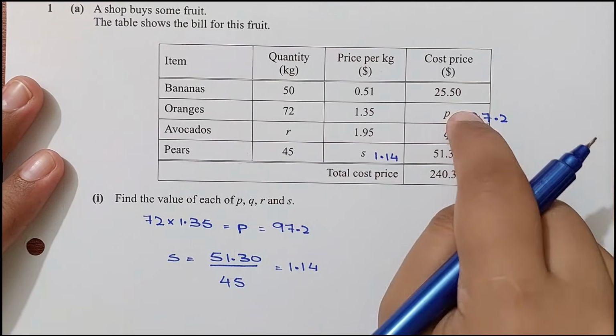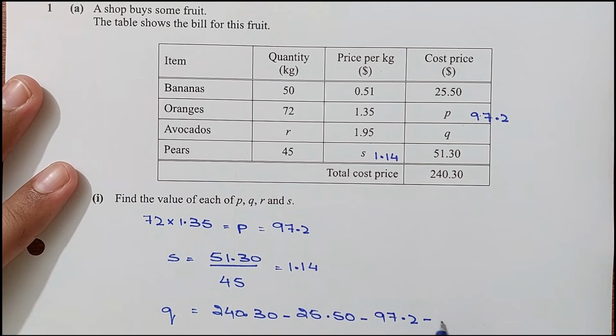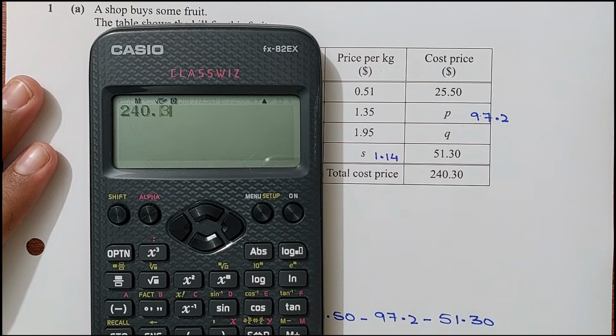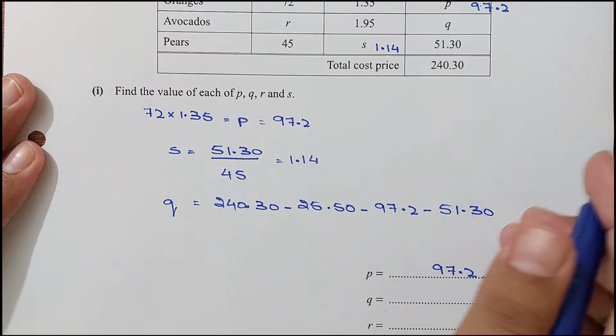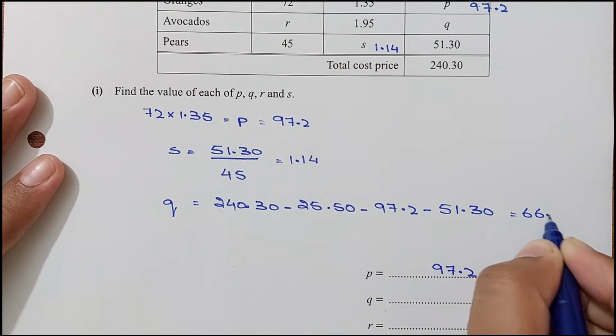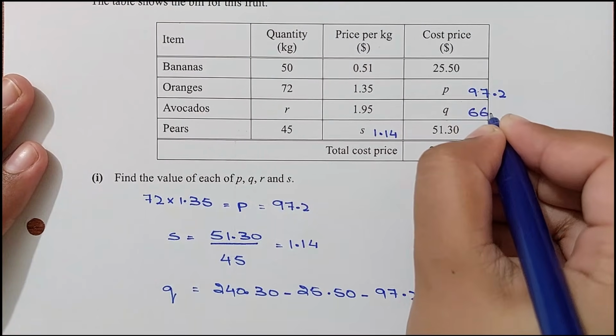Now the total is given. Let me work on Q. So Q is the total, 240.30, subtract 25.50, subtract P which is 97.2, subtract 51.30. 240.30 minus 25.50 minus 97.2 minus 51.30 is 66.3. So the Q value is $66.3.